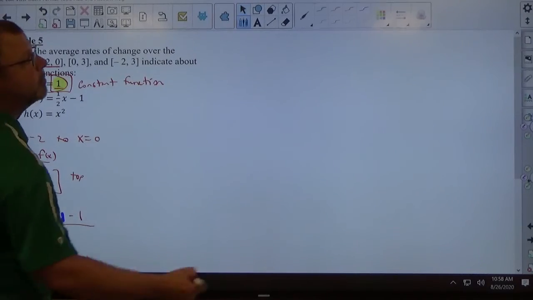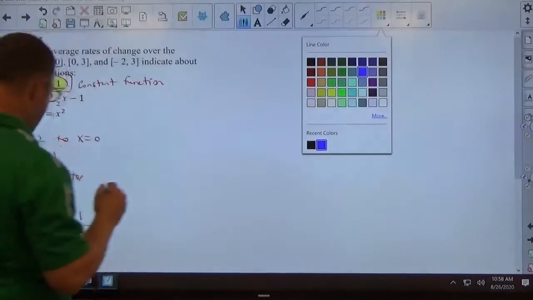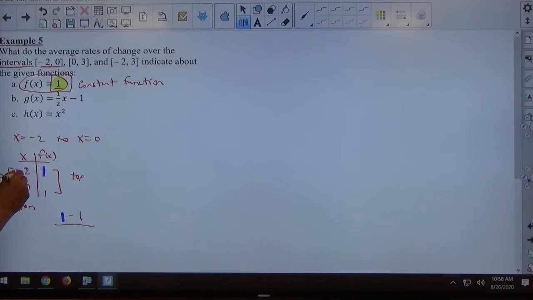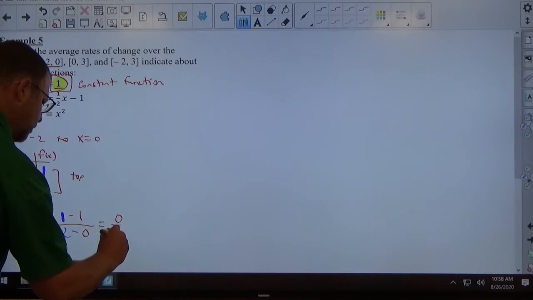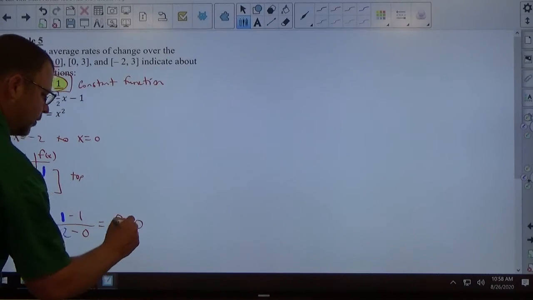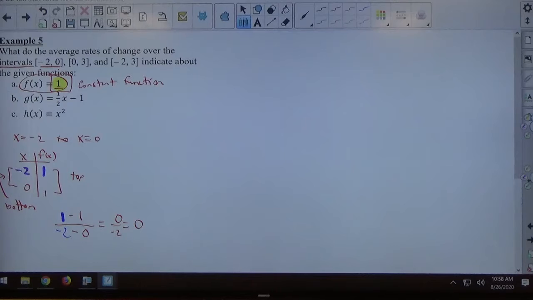So on the bottom, I've got to do this first. So -2 and then minus 0. That's how you find the rate of change. The y value minus the y value on top, x minus x on the bottom. So 1 minus 1 is 0. -2 minus 0 is -2. 0 divided by -2 is 0. So the average rate of change of the first function from -2 to 0 is 0.